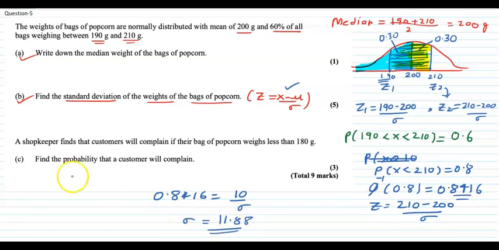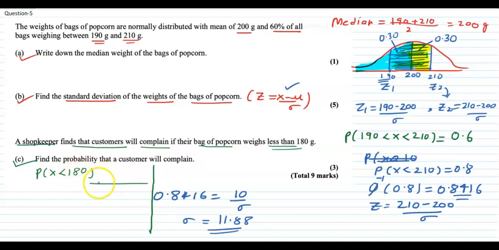It is 11.88. And the C part is to find the probability that the customer will complain, and the information is given here. A shopkeeper finds that a customer will complain if their bag of popcorn weighs less than 180. So it means P(x less than 180). Its bell-shaped curve will be like this. This is 200 and this is 180, and here it means less than 180.